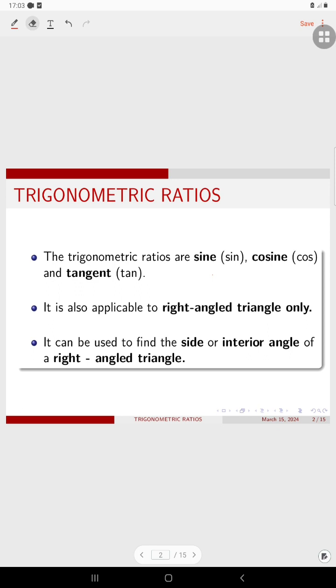The benefit of these ratios is that you can use them to find either the side. This one has an upper hand over the Pythagoras theorem we discussed previously, because you can use it depending on what you know. You can use it to find either the side or the interior angle of a right angle triangle.